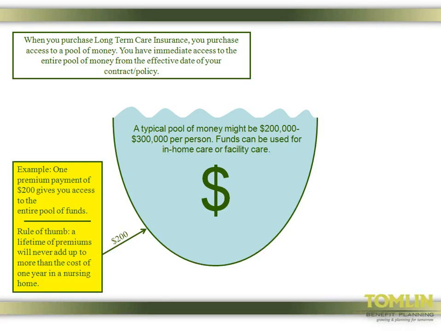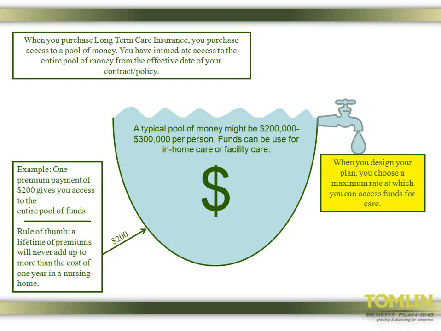For example, if your premium were $200, then based on your initial premium payment of $200, you would have access to the entire $200,000 to $300,000 of funds in your pool. And as a rule of thumb, a lifetime of premiums will never add up to more than the cost of paying cash for 1 year in a nursing home. When you design your plan, you choose a maximum rate at which you can access funds for care.